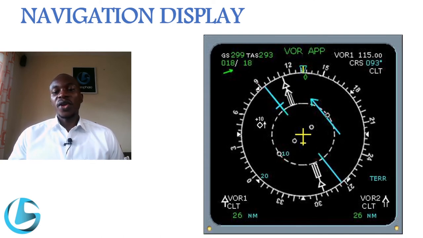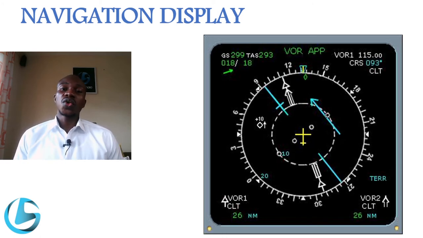There are also various navigational aids that are indicated on the navigational display. As you can see from the bottom here, we have VOR1 information and VOR2 information being displayed on this navigational display. The navigational display also gives information about the weather. The weather radar information on an A320 is displayed on the navigational display. So those are the typical displays that are found on the navigational display of an A320.